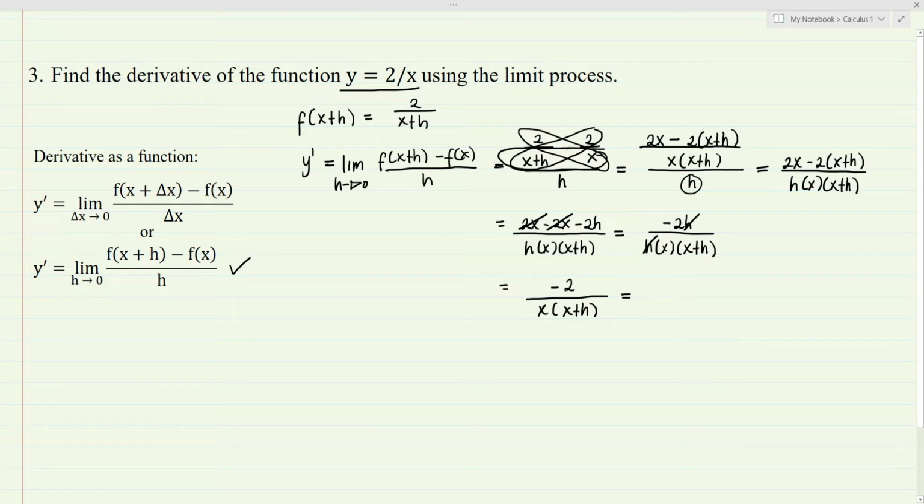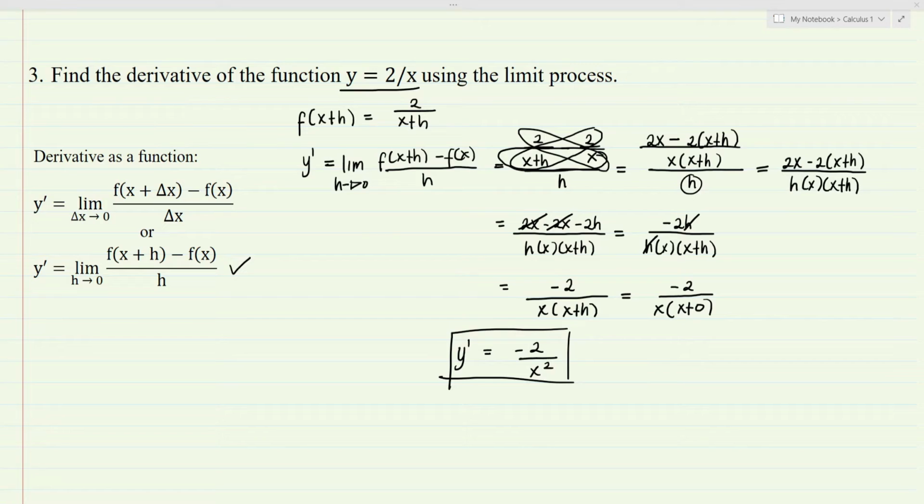Now the final step here is to solve for its limit as h approaches 0, and that will be negative 2 divided by x times x plus 0. Therefore, its derivative would be equal to negative 2 over x squared.